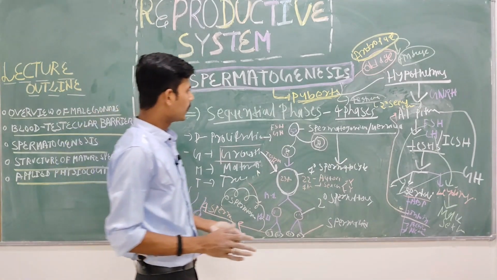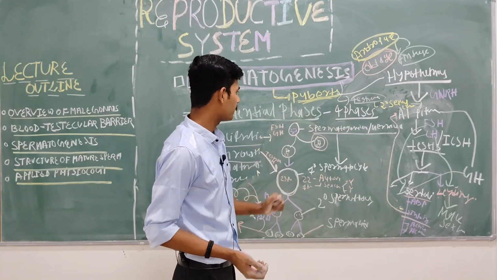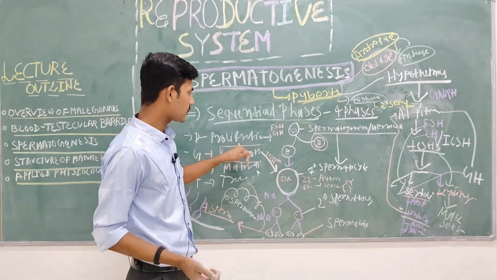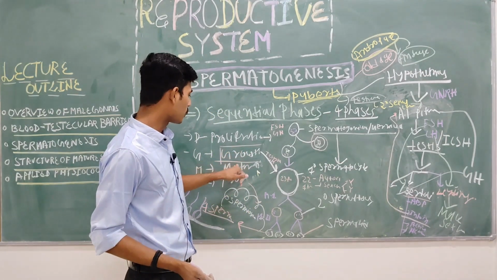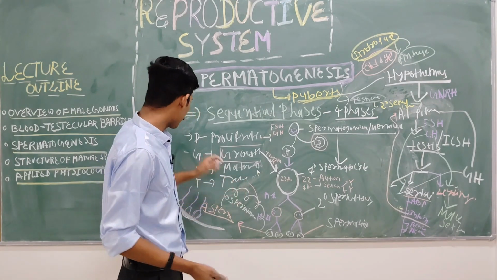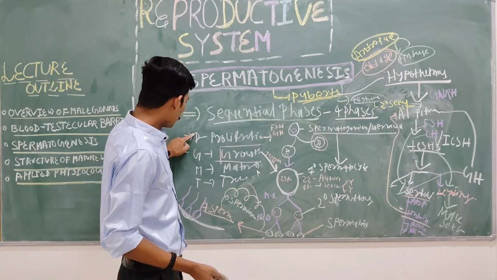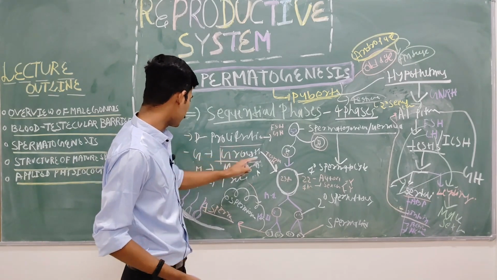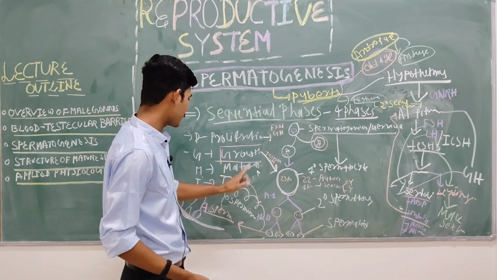Spermatogenesis is understood by 4 phases. The first phase is called proliferation, understood. Second is called growth. Third one is the phase of maturation, and fourth one is transformation. We can remember by the mnemonic PGMT: P stands for proliferation, G stands for growth, M stands for maturation, T stands for transformation.